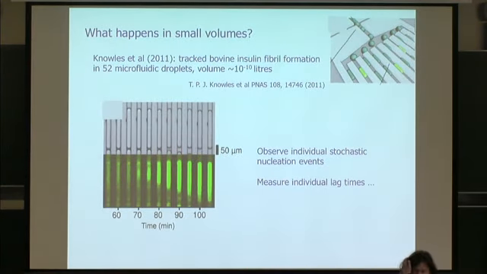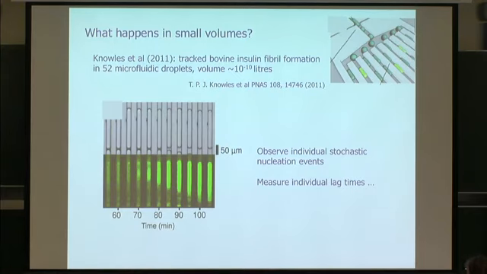There has been some experimental work on what happens in small volumes, but not very much. This is basically the only study which has been done, at least recently, and that was by Thomas Knowles and his collaborators in 2011. What they did is make microfluidic droplets, which are about 10 to the minus 10 liters in size, and they tracked the formation of amyloid fibrils in these droplets under the microscope.